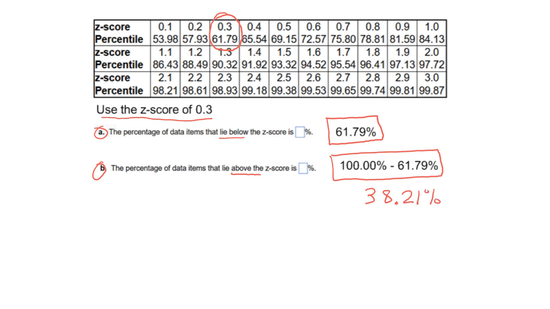To reiterate, when you find your z-score on this table, the percentile is giving you the percentage that lies below the z-score. If you want to find the percentage that lies above the z-score, you have to take your initial value, subtracting it from 100%.